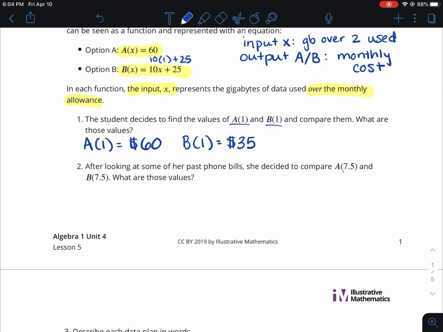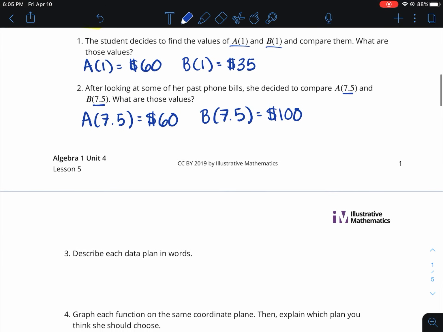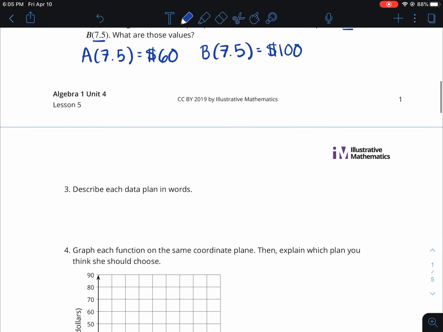Then they decided to compare A of 7.5 and B of 7.5. So A of 7.5, there's no x value in A. It's just the flat $60, so it's still $60. B of 7.5, so 10 times 7.5 is 75 plus 25, that would be $100. So a lot more.